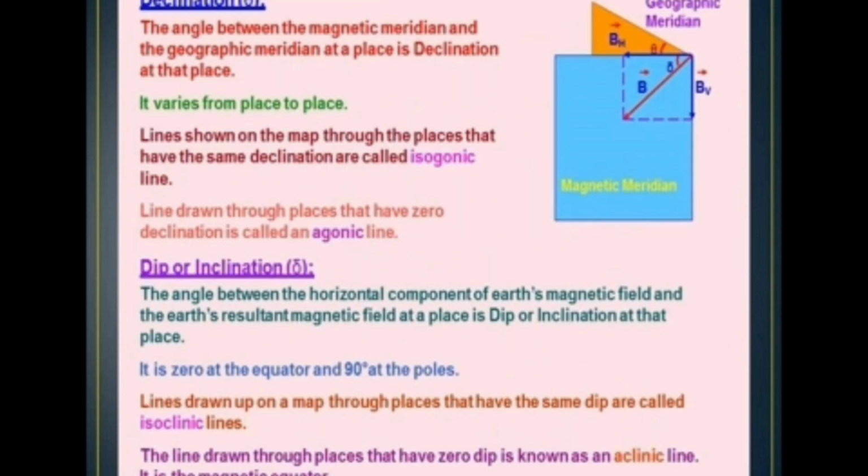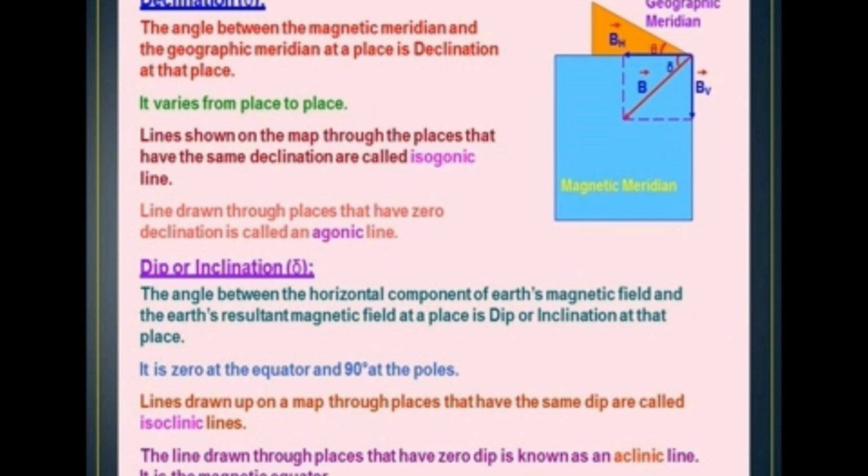Next thing is declination. The angle between the magnetic meridian and the geographic meridian at your place is declination. It varies from place to place. Lines shown on the map through places that have the same declination are called isogonic lines. A line drawn through places that have zero declination is called an agonic line.